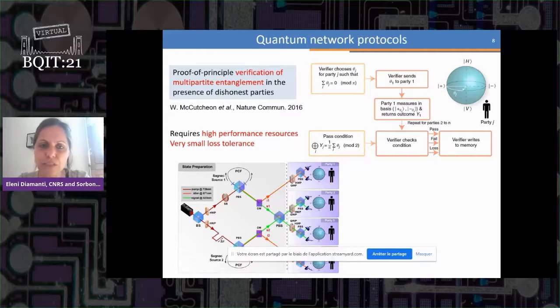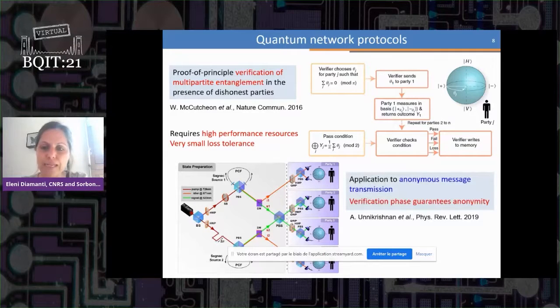So this was not easy. This is a difficult protocol. It requires very high performance resources in the state, in the sense of high fidelity. And we could even show the result, but with quite small loss tolerance. And this, for me, is a good example of the gap that there is between physicists that do quantum states, multipartite entangled states, and actual protocol implementations, where it is actually a lot harder than we think to satisfy the constraints of the actual quantum communication network protocols.